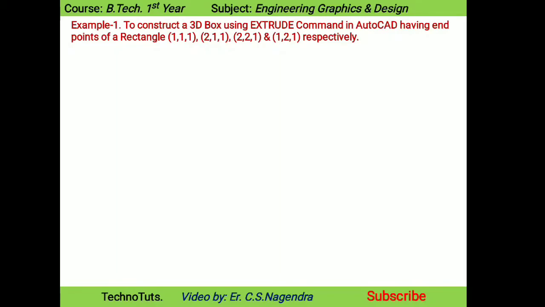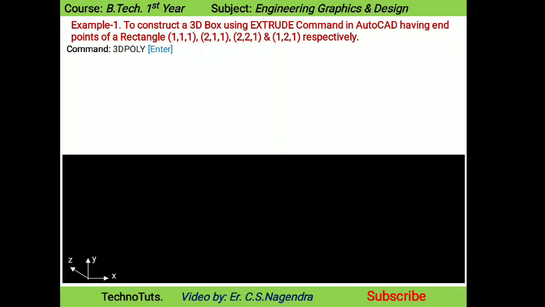So at the command prompt type 3D poly and press enter key. You will see the viewport will get activated on the screen. Now the computer will ask you specify a start point of polyline. So just type there 1, 1, 1. It is the starting point given in the question and press enter key. You will see point number P1 with coordinates 1, 1, 1 will be visible on the screen.